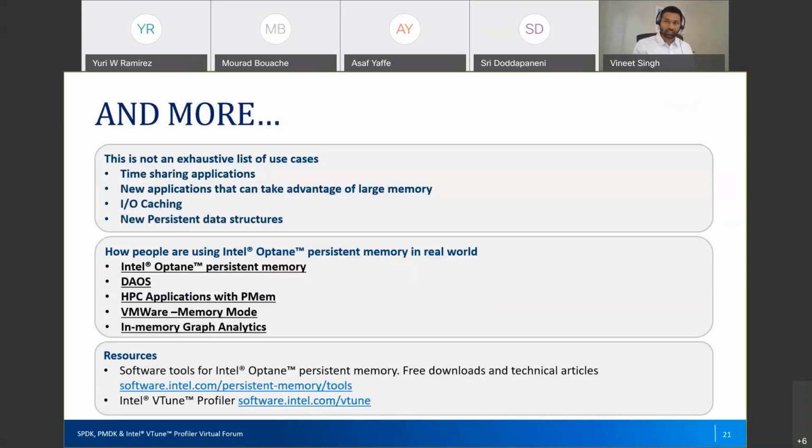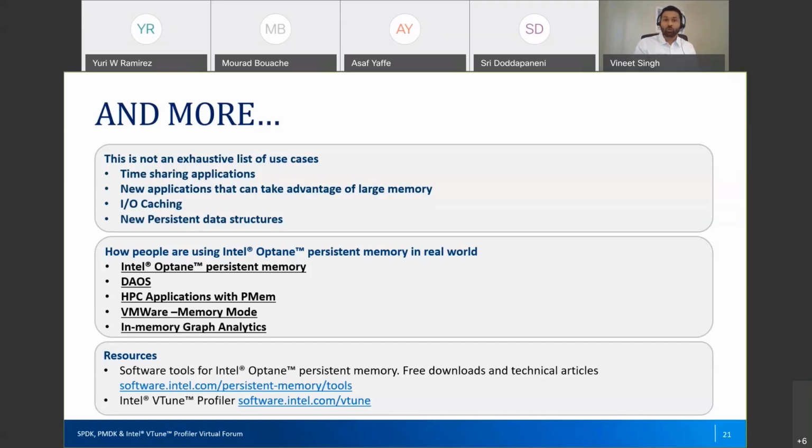This is not an exhaustive list. I want to stress that heavily. There are many other use cases where persistent memory can help you benefit. Some of the use cases are, for example, time sharing application. You have two categories of application that you are running on the same system. One of them requires less amount of memory. That means they nicely fit into near memory cache, and others are not that sensitive to bandwidth and latency. So you can time share on the same system and your cost of ownership will go down.